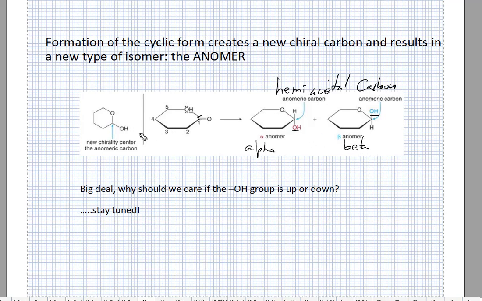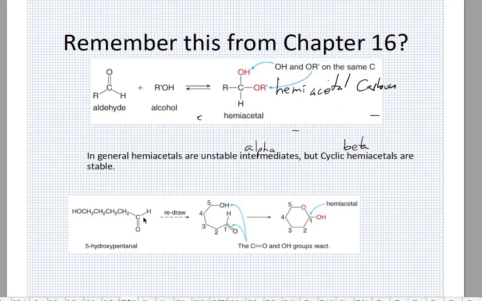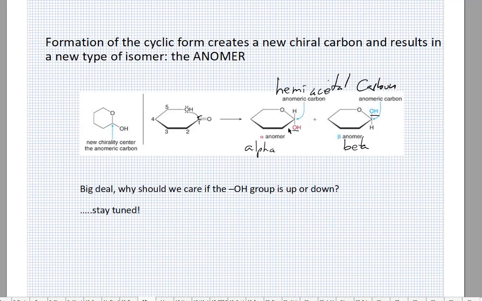And this carbon was not chiral here. In the open chain form, let me just go back to, right, in the open chain form, this carbonyl, the aldehyde, is not chiral. It's not chiral. Once you form the hemiacetal, guess what? It becomes a chiral carbon. So we form a new chiral carbon.